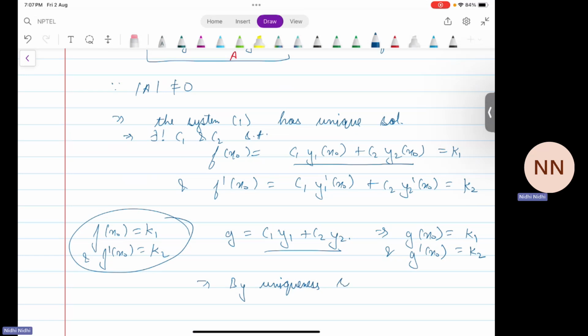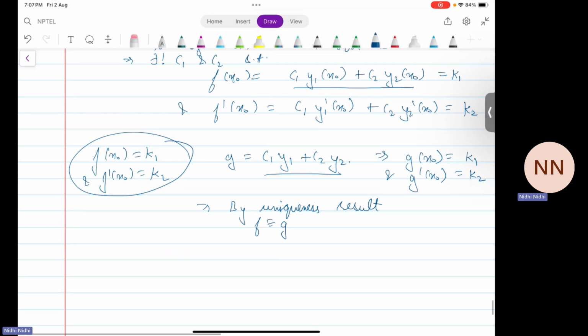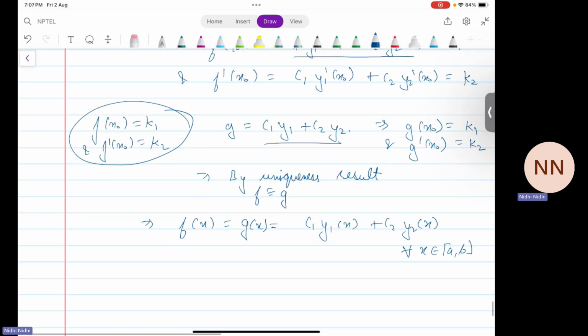This implies, by the uniqueness result, f must be equal to g. That means f x is equal to g x, which is equal to c1 y1 x plus c2 y2 x for every x in AB. That is what we wanted. Since f was an arbitrary solution, an arbitrary solution is a linear combination of y1 and y2. That is what we wanted, and hence we are done.